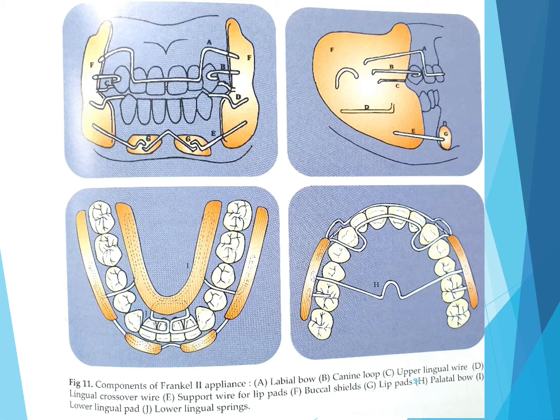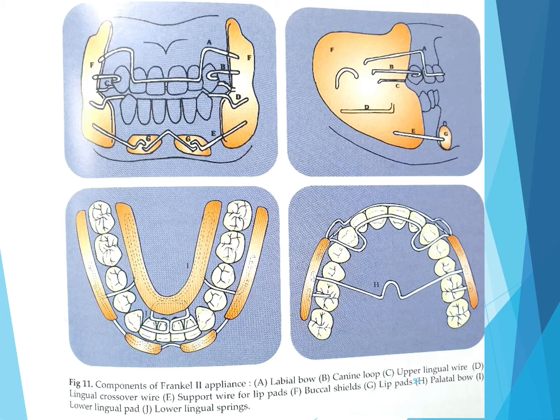It is situated on the lingual area. And then look at D. D is the lingual crossover wire. This is also situated at the lingual area. And then E. E is the support wire for lip pad, which is connected from the buccal shield to the lip pad. And then H, situated at the palatal area. H is, very simply, the palatal bow.